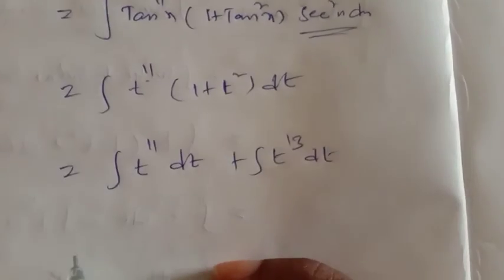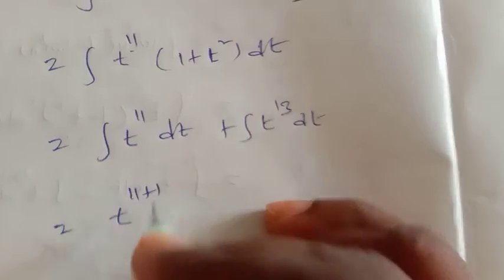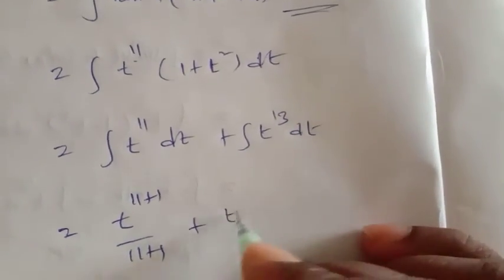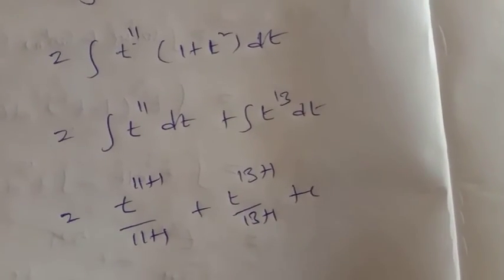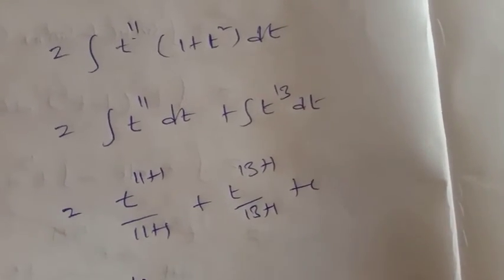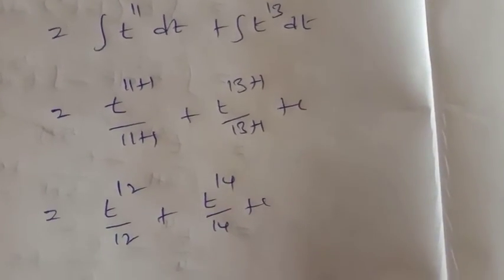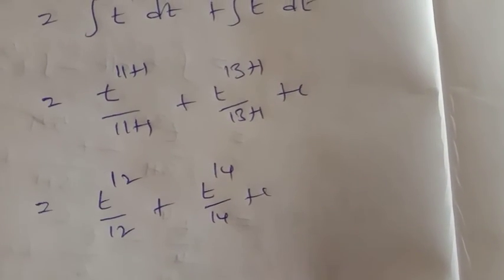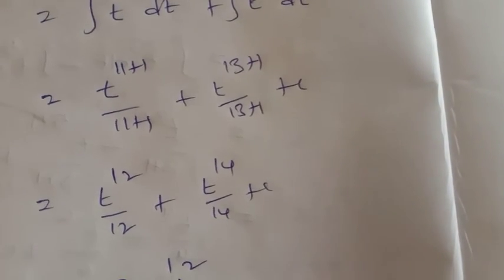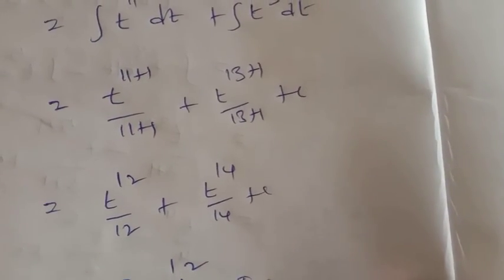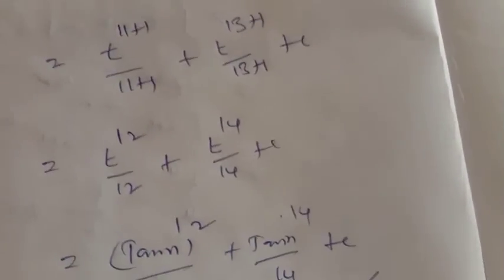Here apply the formula x to the power of n equal to x to the power of n plus 1 by n plus 1, that is t to the power of 11 plus 1 by 11 plus 1 plus t to the power of 13 plus 1 by 13 plus 1 plus c, that equal t to the power of 12 by 12 plus t to the power of 14 by 14 plus c. Substitute the t value, we get tan x power 12 by 12 plus tan x power 14 by 14 plus c is the answer of this problem.